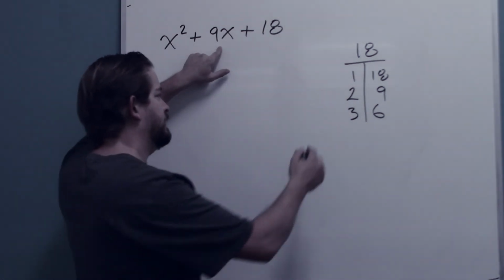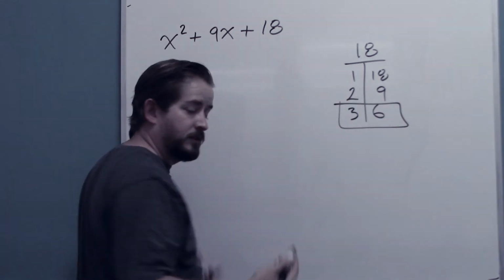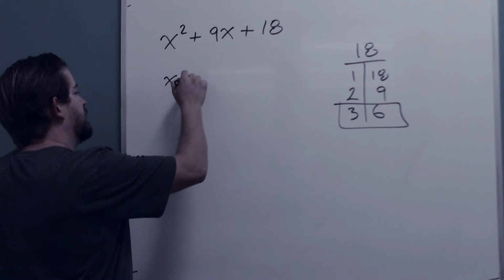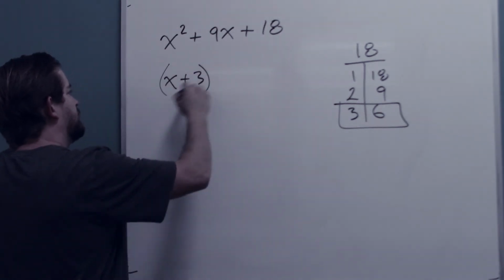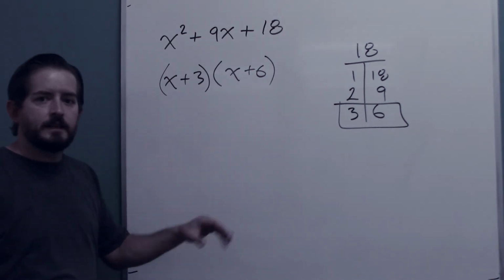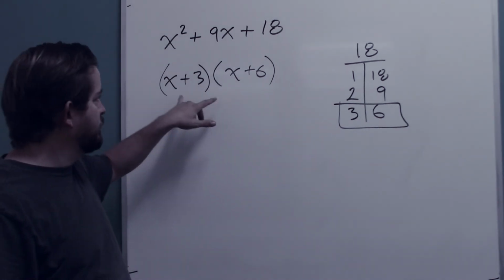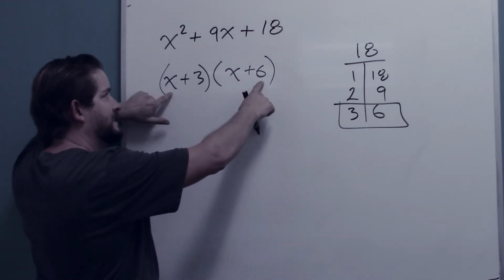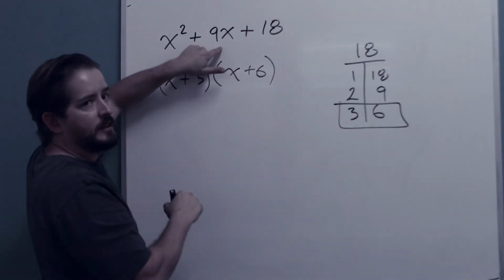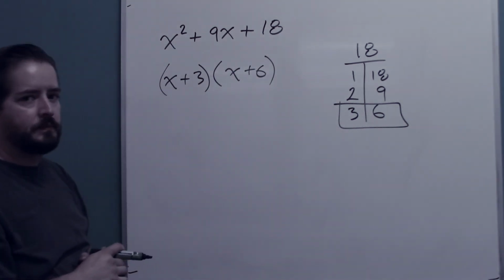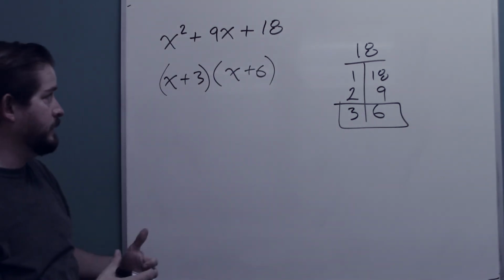How do I get a 9 out of a 3 and a 6? They're both positive, so that means that this is going to end up being x plus 3, x plus 6, and I'm done. That's it. I can verify this because x times x will give me the x squared. I'll get a 6x and a 3x that combine to give me the 9x, and then an 18 out of that. All right, let's see another one.